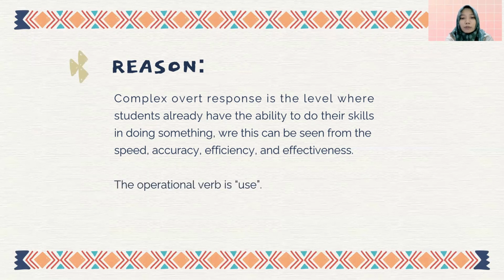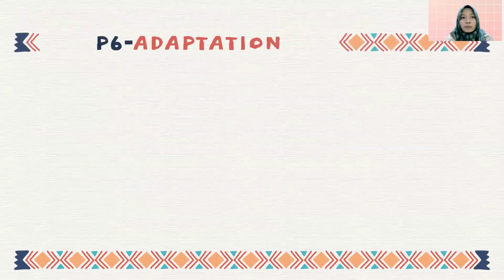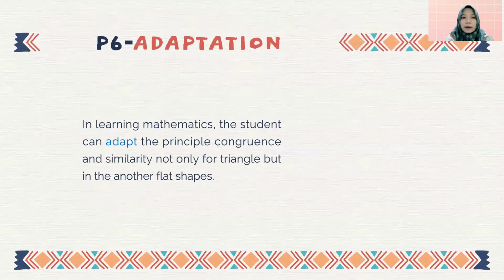So, the operational verb is use. P6, adaptation. The example, in learning mathematics, the students can adapt the principle of congruence and similarity not only for the triangle but in other flat shapes.